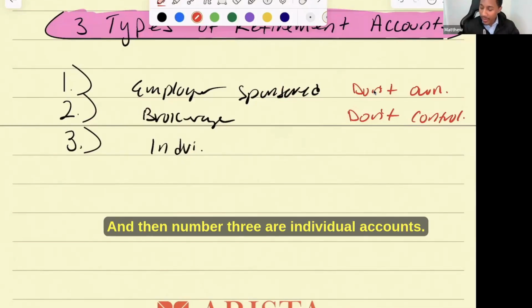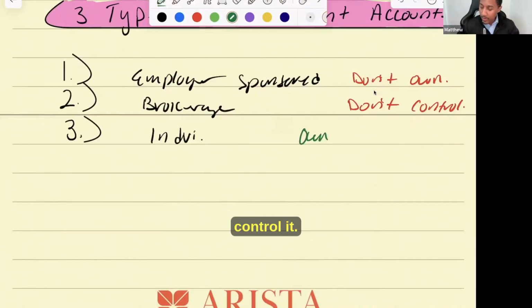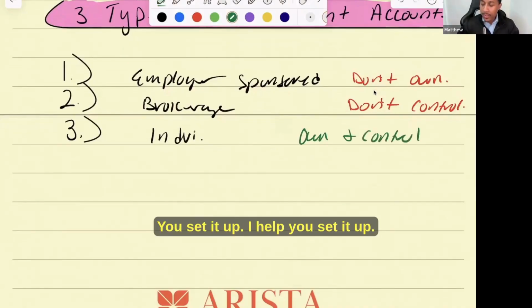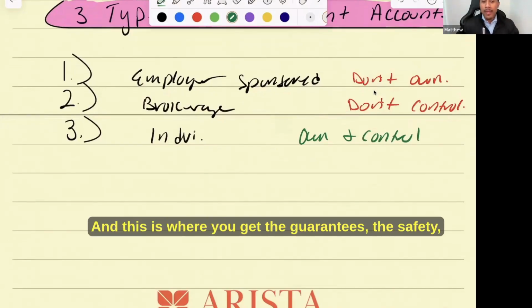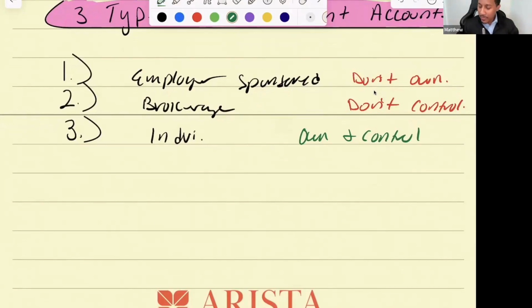And then number three are individual accounts. This is where you both own it and control it. You set it up. I help you set it up. You own it. It's not in my name. And this is where you get the guarantees, the safety, the free long-term care, all the benefits that I mentioned.